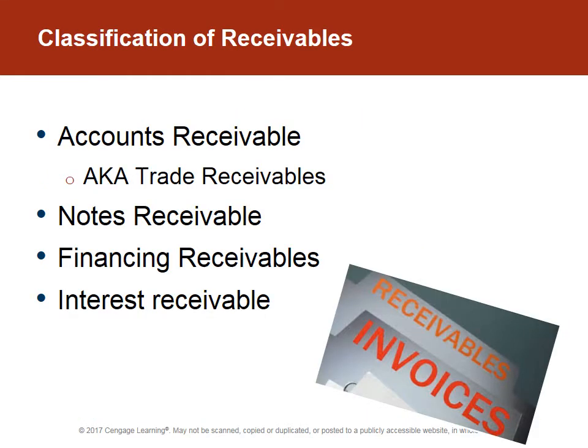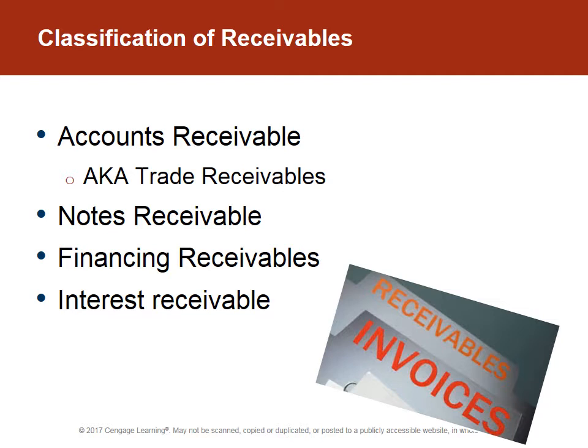So receivables are accounts receivable. Sometimes they're known as trade receivables. That's generally money owed by the customers to the business. Notes receivable, financing receivable, interest receivable, they're different types of receivables. Again, they're all assets.